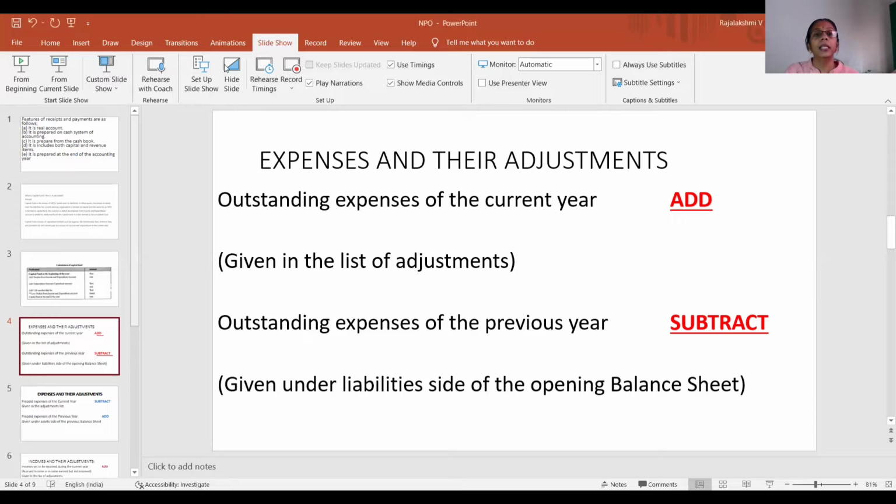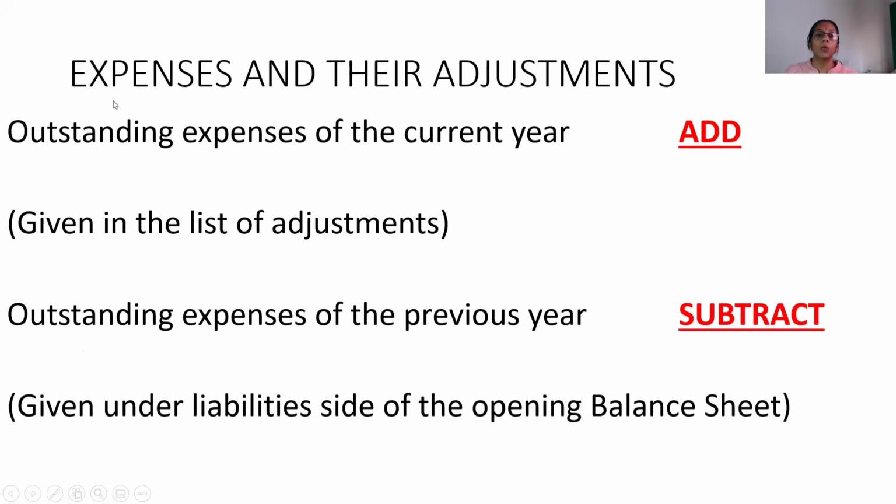See, generally, the expenses would be given at two places in the question. One is we find them in the list of adjustments. Again, sometimes these adjustments would relate to the previous balance sheet. That is, when the question presents an opening balance sheet, or the details of the opening balance sheet are being given, you find these adjustments given over there.